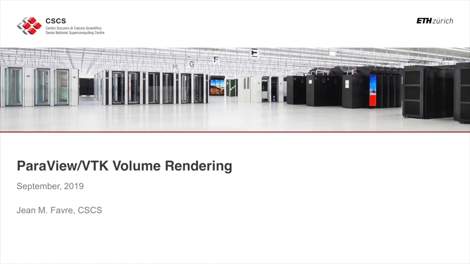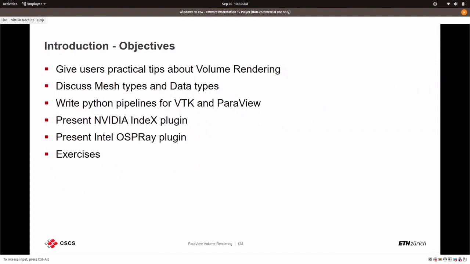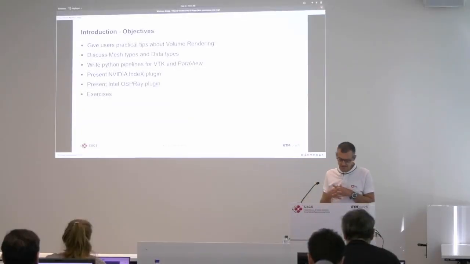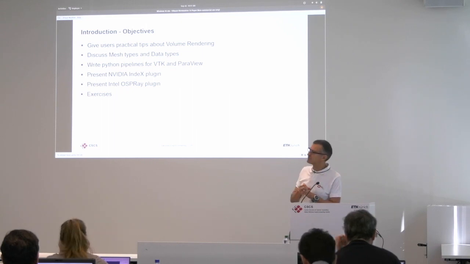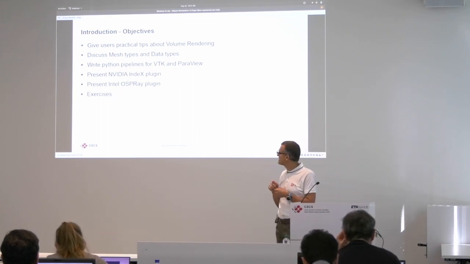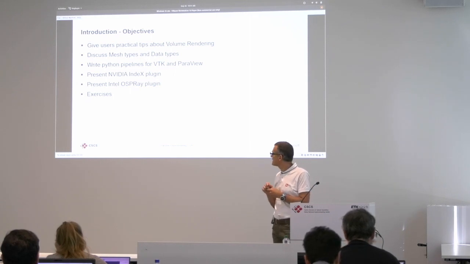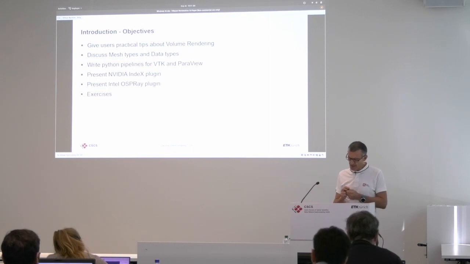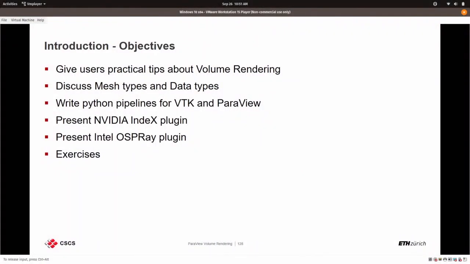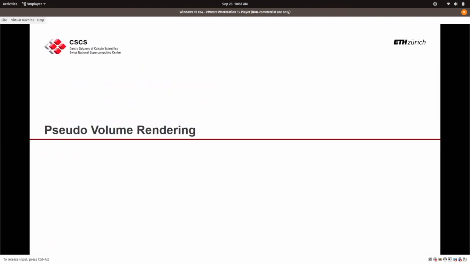We are on page 127. So we're going to give you basically practical tips about volume rendering, discuss when you can do it, when you cannot do it. It all depends on the mesh types. Write some pipelines for VTK, and then I'll demonstrate a couple of toolkits, the Nvidia Index plugin and the Intel Osprey plugin, which make the bulk of the support for volume rendering in ParaView.